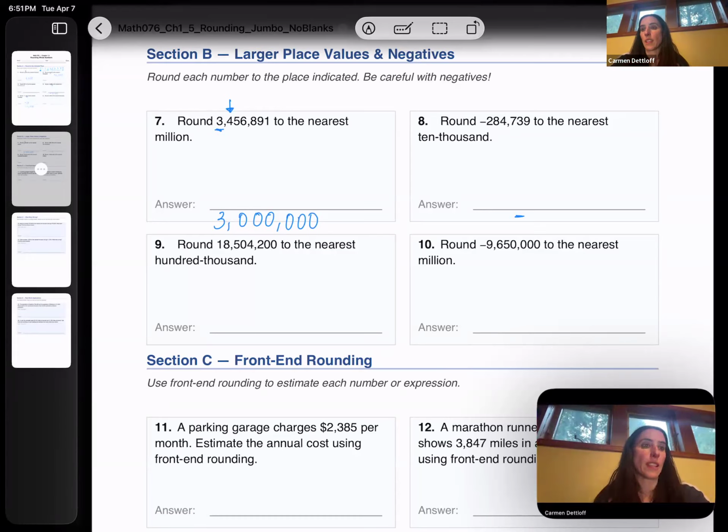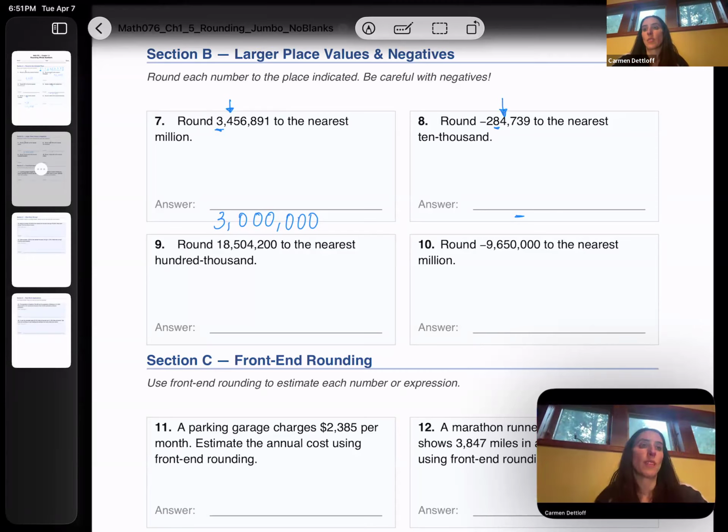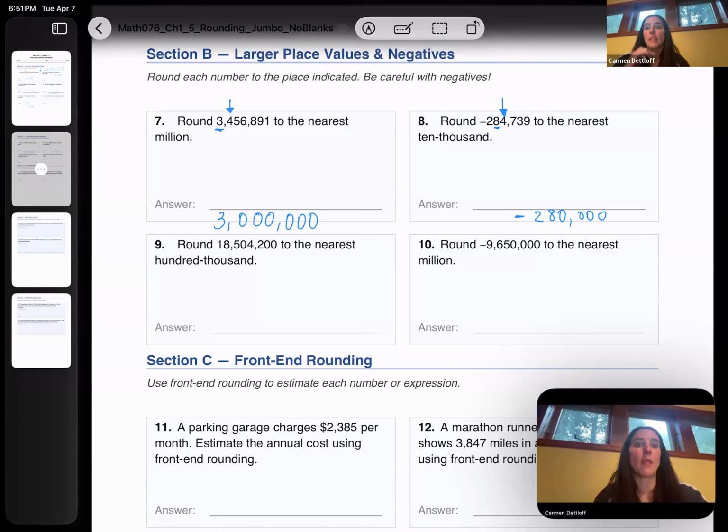And I'm going to look at my nearest 10,000. So that's my 8 column. And I'm going to look at the digit beforehand, 4. And this 4 is something that gets rounded up or down. 4 is on the lower half of the number line, so it's going to get rounded down. So I'm going to be left with negative 280,000. Okay, amazing. I'm going to leave 9 and 10 to you.